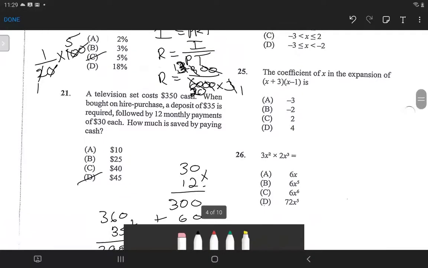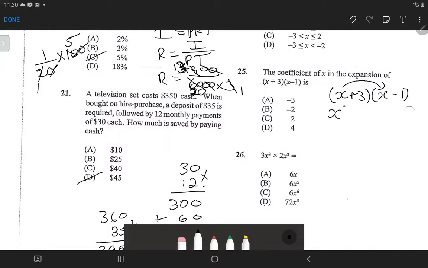Now 25, the coefficient of x in the expansion x plus 3 times x minus 1. If you were to expand this out by simple foiling, you get x by x is x squared. You have x by minus 1 is minus x, plus 3x minus 3. So the coefficient of x is the number in front of our x, which happens to be positive 2, which is C.